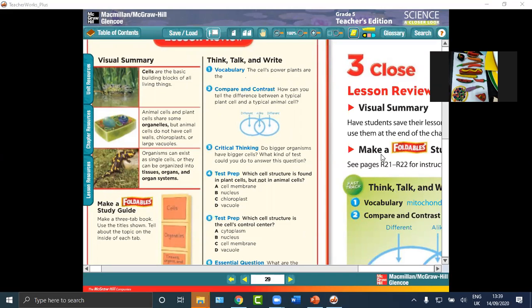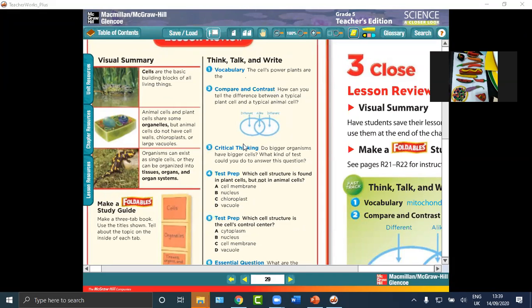Kareem. Number 1: the cell's power plants are the mitochondria. Yes, excellent. Number 2: compare and contrast. We did compare and contrast between animal cells and plant cells before.